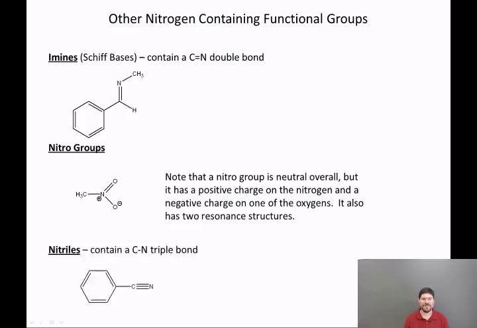And then finally, nitriles contain a CN triple bond. Okay, so similar to alkynes containing a CC triple bond, nitriles contain a CN triple bond. And of course, there is one additional substituent on the carbon and no additional substituents on the nitrogen.